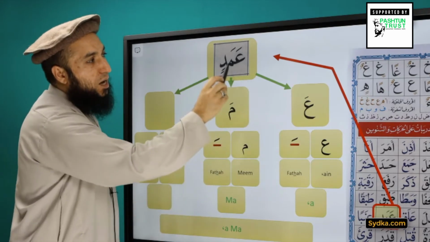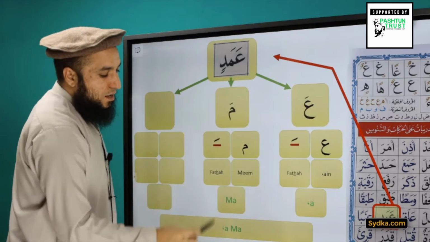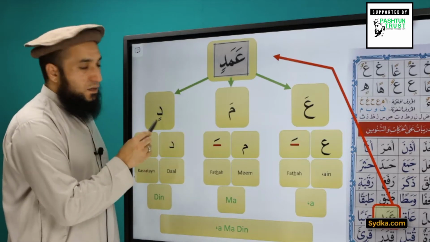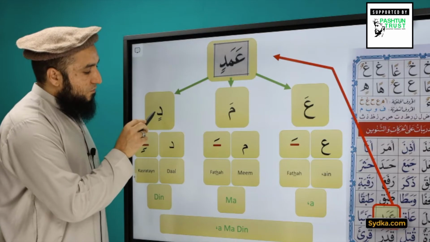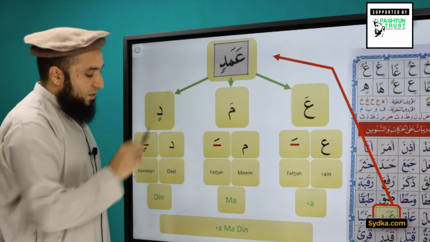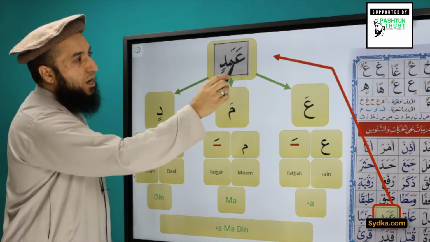We have ama, ama. The next syllable we have is dal kasratain din. Dal is not silent and we have kasratain. Dal kasratain din. So now we combine these three syllables. We have amadin.